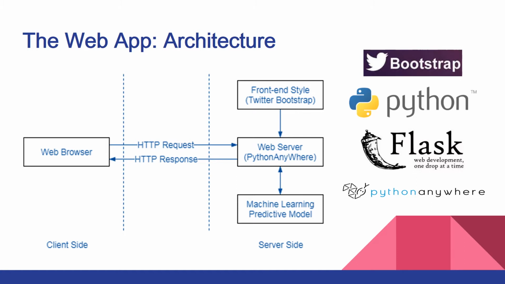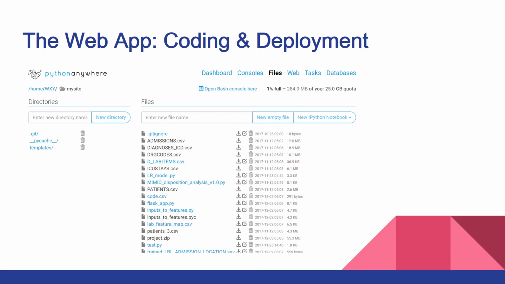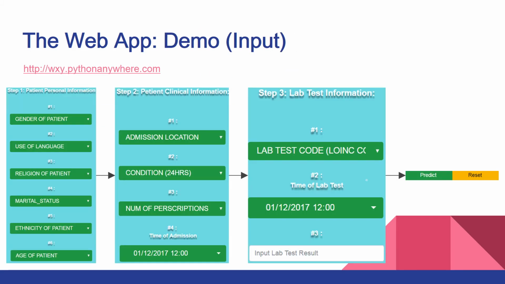For the front end, we use HTML, CSS, JavaScript, and Twitter Bootstrap to polish the user interface. And as you can see here, we can directly code our Python programs and upload all the related files onto PythonAnywhere for web and model hosting. In the next two slides, I'm going to show you how to use the app. A user can access the app at this link from any web browser, for example, on a desktop computer, tablet, or mobile phone.